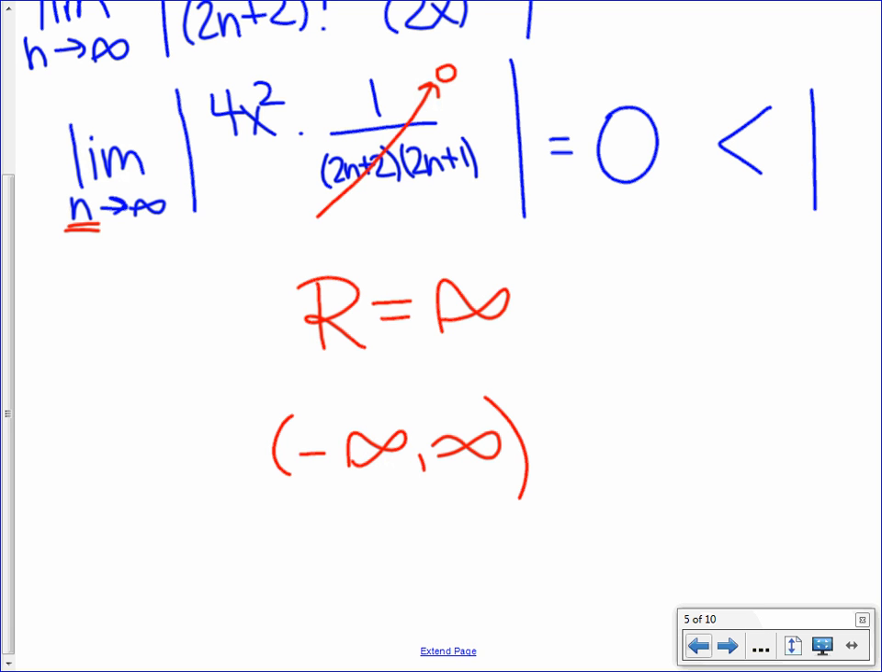It would only converge at the point if there's only one point where it's less than 1. Well, when your limit is infinity, it only converges at the center. So when you take the ratio test, what will you get? Infinity.